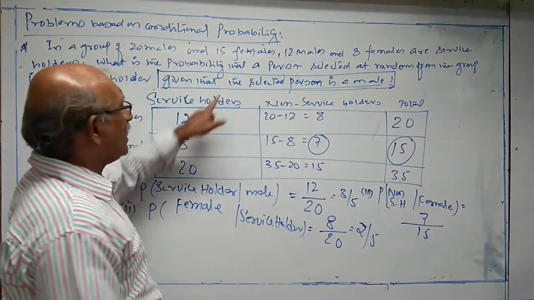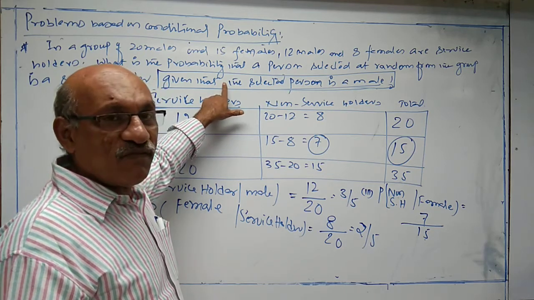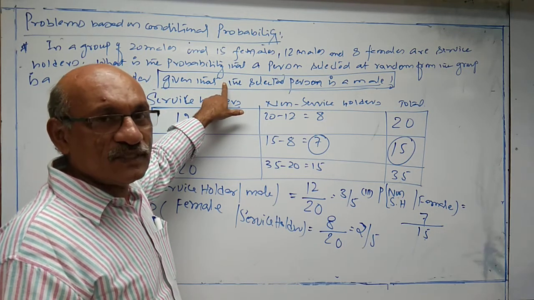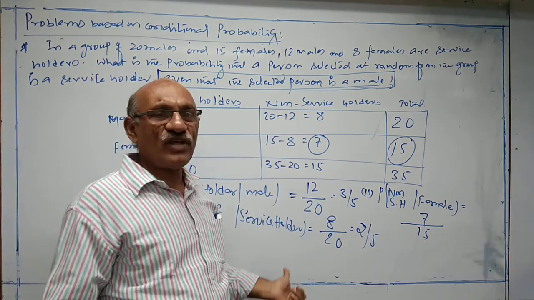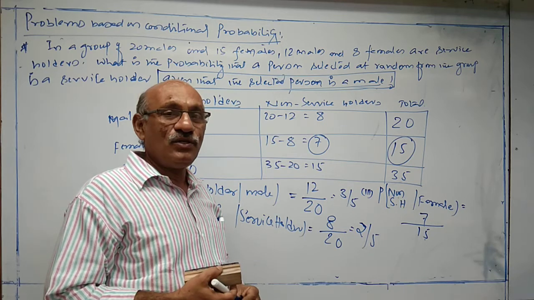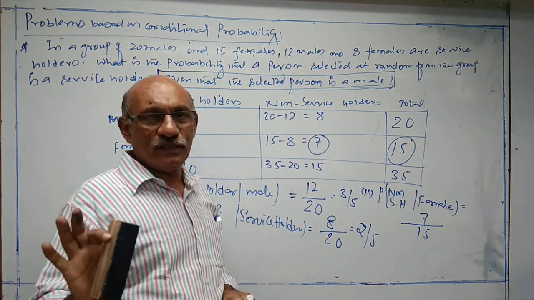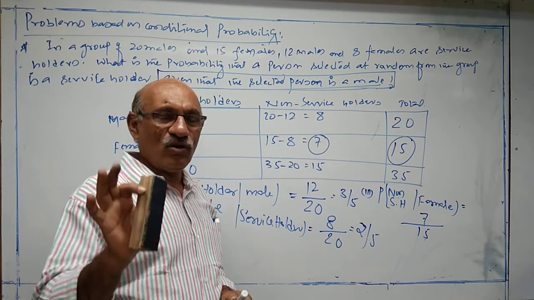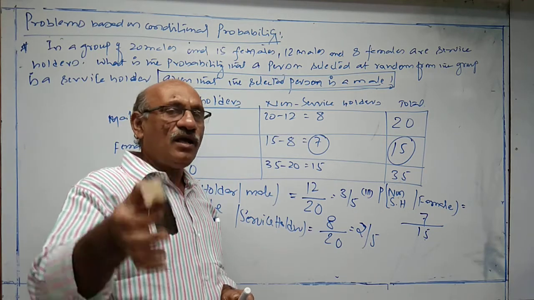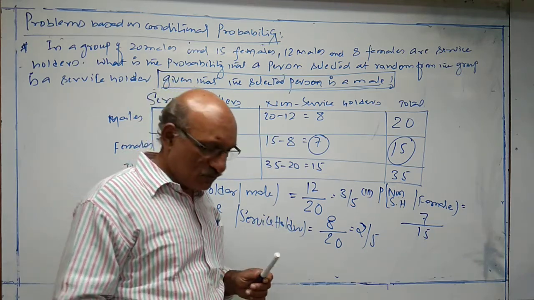So only one part is asked in the question. To get the concept of conditional probability more, 2 more questions were added from my side. But in the exam you have to answer only that particular part which is asked in the question. Okay, note down the solution.